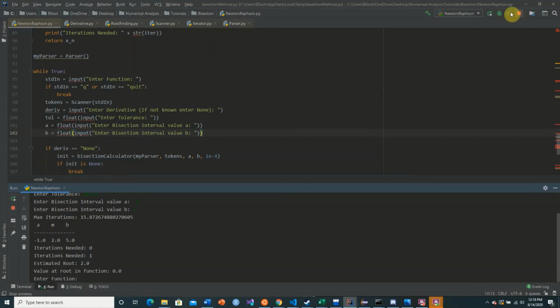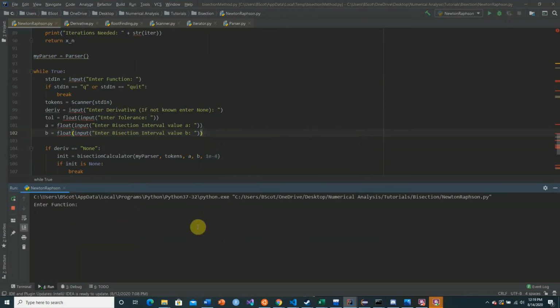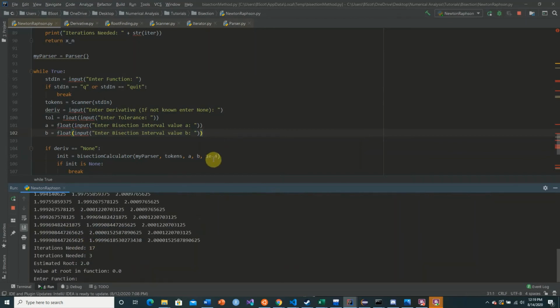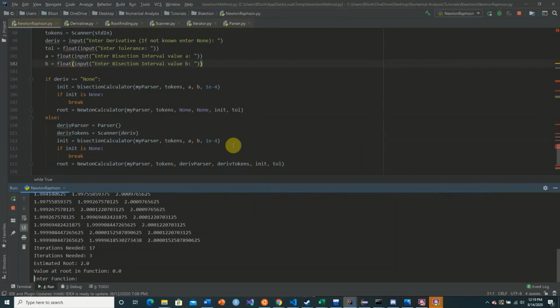So that's interesting. So let's actually rerun this again. -4, none, e to the -12, -1 again. Let's do it with 6. So here we have it. To find our initial guess with the tolerance of 1e to the -4 for a bisection method, we needed 17 iterations, and then we only needed 3 iterations of our Newton's method. As we can see here, our estimated root is 2, and our value at that root is 0.